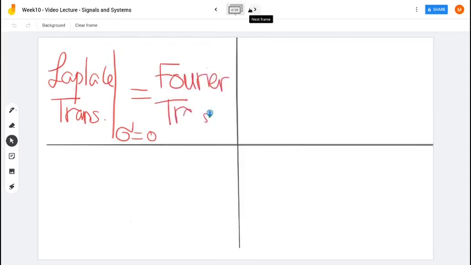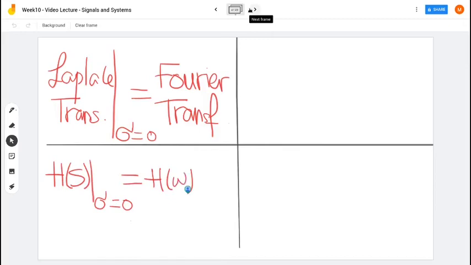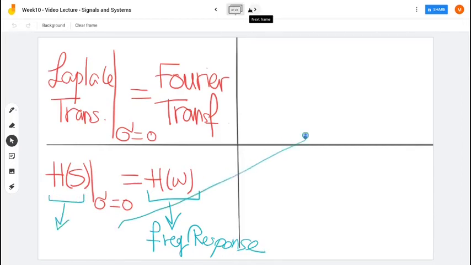Okay, and applying this to the system transfer function, H of s, if it's evaluated at sigma equal to 0, this will give us H of omega, which is called the frequency response of the system. I'm sure you have seen this expression in circuits. And H of s, of course, is called the system transfer function.